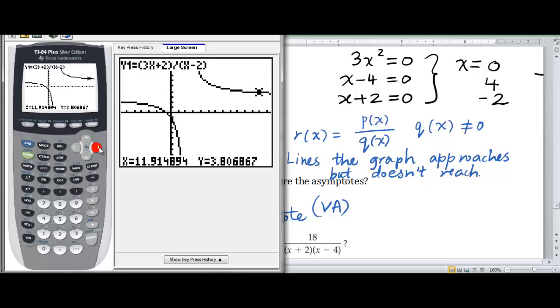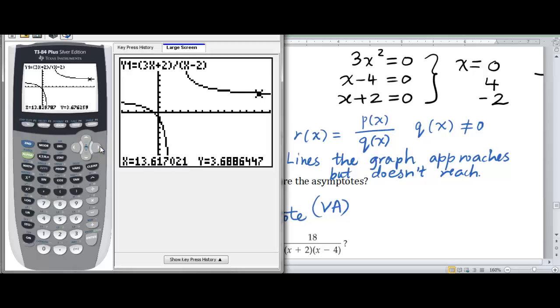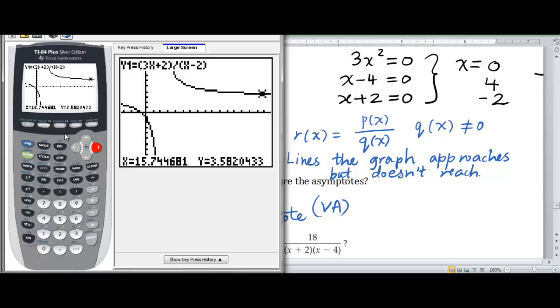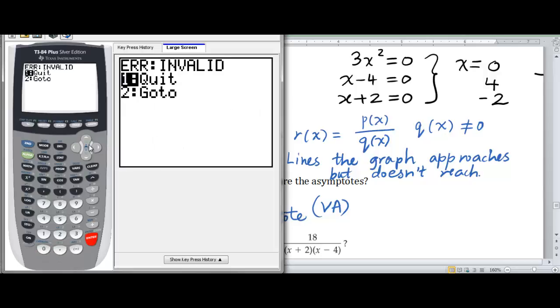Okay. What is that value approaching? Seems to me it's getting closer and closer to 3, right? Let's trace y equals, I don't know, 20. You might not do this because it's out of range. Yeah, it's out of range.